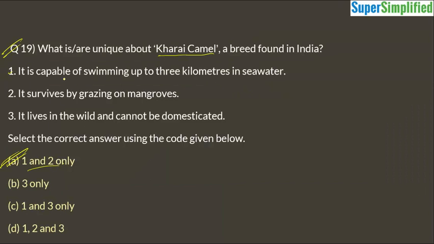The statement 1 is correct. It is capable of swimming in the water up to 3 kilometers, and it also survives by grazing on the mangroves. But 3 is not correct. It is actually domesticated. Okay.